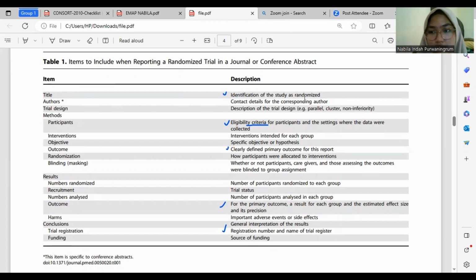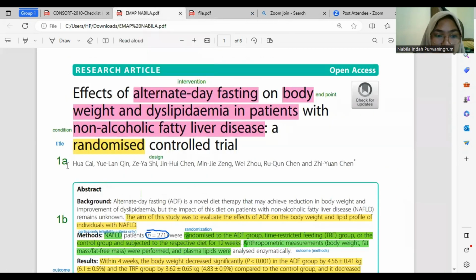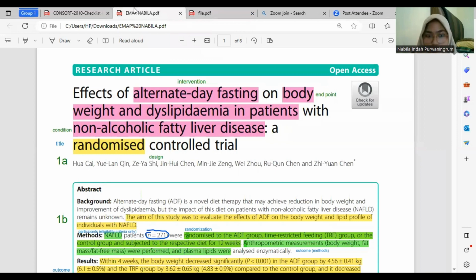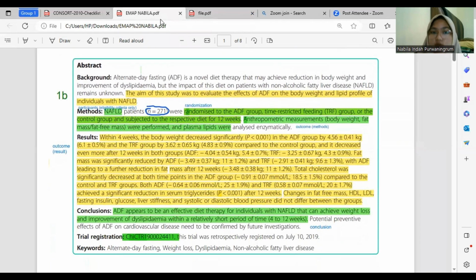The first thing I show you is that our title contains the word randomized, and then the authors. What is it supposed to be? There should be contact details for the corresponding author. We can see the names of the authors here, but there is no contact for the corresponding author. And then the description of the trial design, for example parallel, cluster, or non-inferiority, but unfortunately we can't find it here.